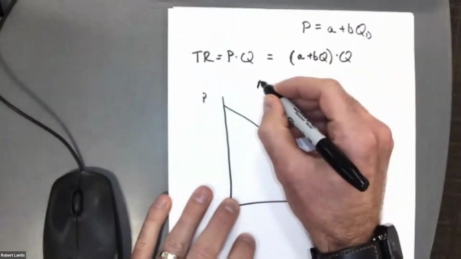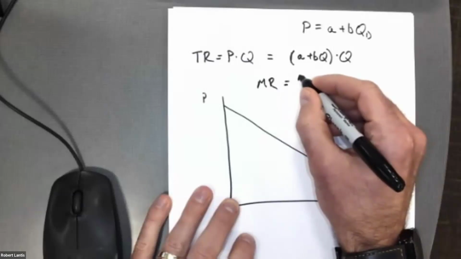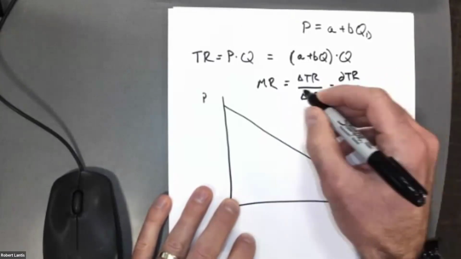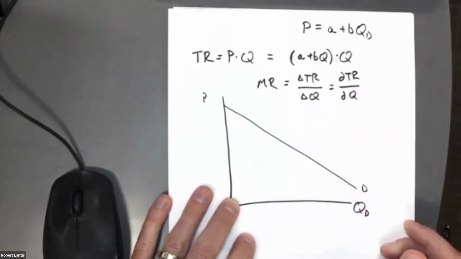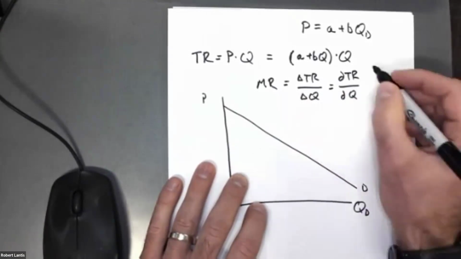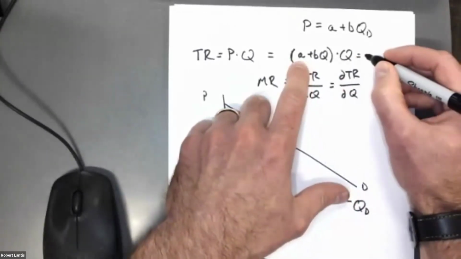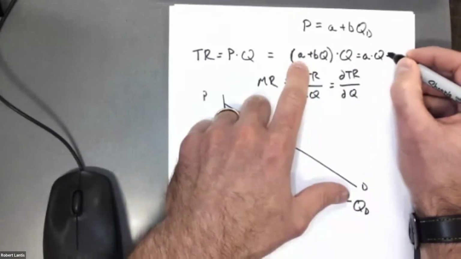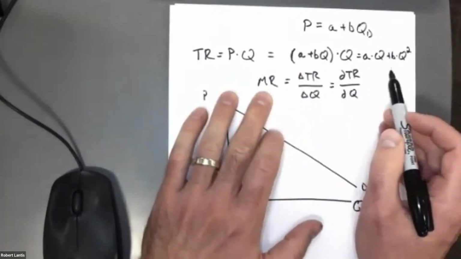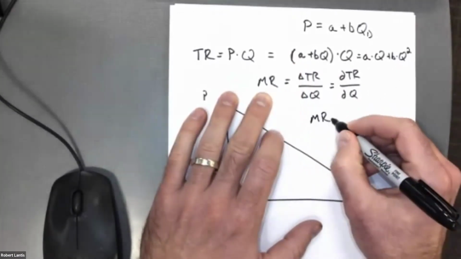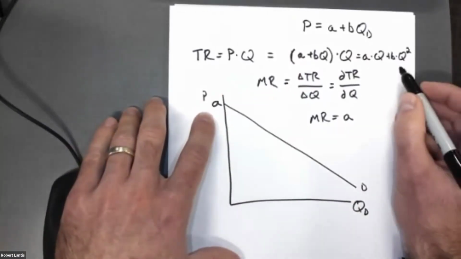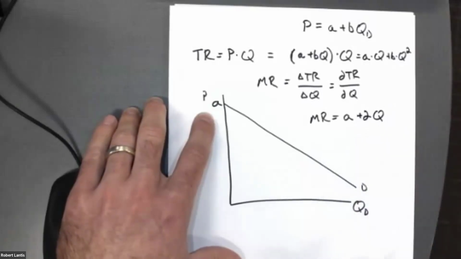Well, if I want to find my marginal revenue, that's a change in my total revenue coming from a change in quantity. This should look similar to, and I usually use the triangle, but really this is just a derivative. So I'll distribute this so we can look at it a different way. I have A times Q plus B times Q squared. If I take the derivative of that equation with respect to Q, my marginal revenue will always be equal to whatever the intercept of my demand curve was, plus 2 times Q.